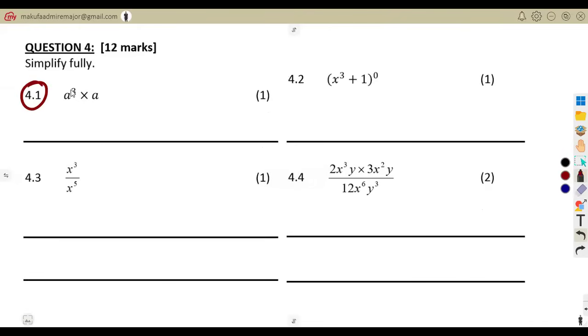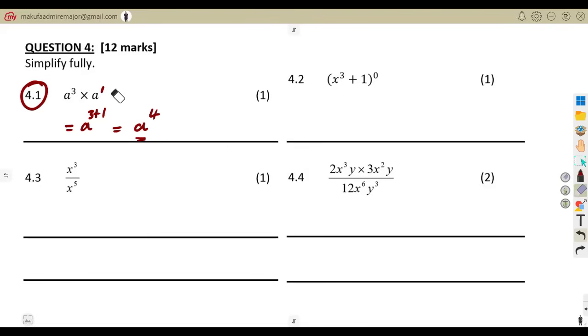4.1, a to the exponent of 3 times a. Remember, same bases. If you're multiplying, we are simply going to add the exponents, 3 plus 1, which is going to give us a to the exponent of 4. That is, we are considering what? The bases that are the same. We add the what? The exponents. So that is what we have.